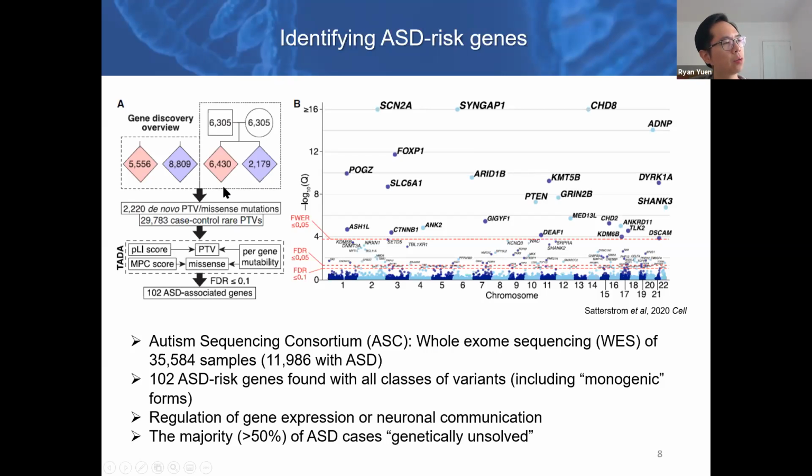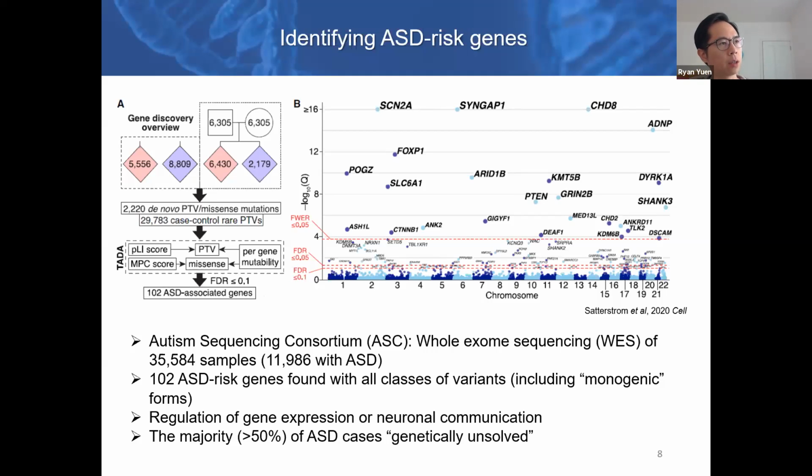They use a very similar approach where they sequence either trios or quads, and also compare to some singletons, where they are either affected with ASD or without ASD. And then using a statistical method, they call it TADA, and also including the pLI score. I'm sure a lot of people are familiar with it already, and MPC, which is very similar to pLI, but targets the exon level for the effect of missense. And with a false discovery rate of 0.1, they identified around 100 genes responsible for autism.